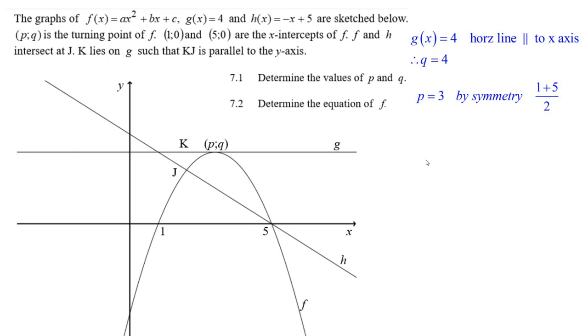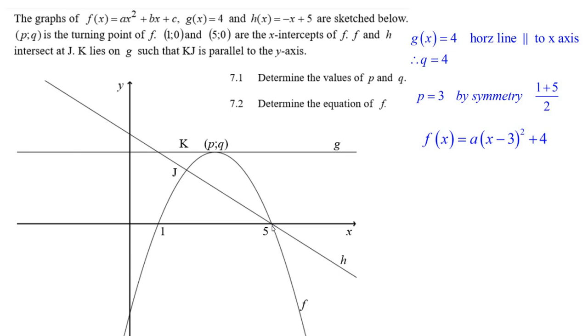Now determine the equation of f. Well, there's something called the turning point form of a parabola. And we can go, I don't know what a is, but a(x - 3)² + 4, that's the equation of this parabola. We don't know what a is, but hey, they've done something nice for us here. They've given us a point right here.